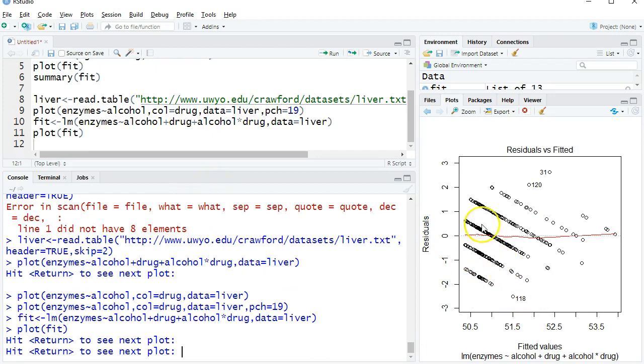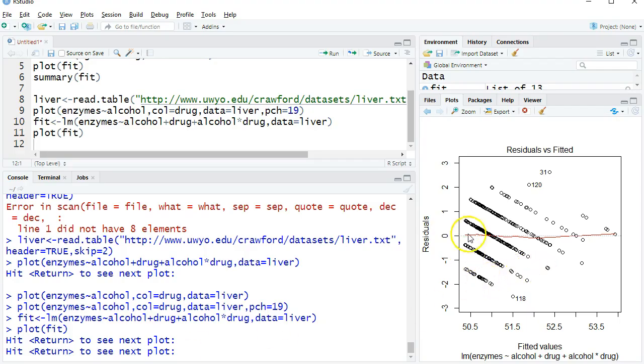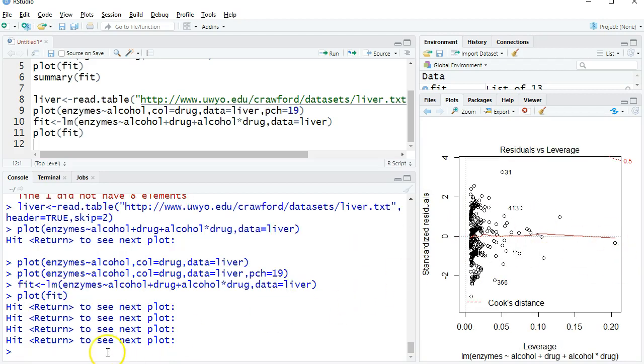And you'll notice there's streaking here. That's because the original data set had specific values for enzymes, 50, 51, 52. And so that's why we're seeing these kinds of discrete values in here. You can't have 50.5, which would have caused the dots to go here in the middle. So the streaking isn't a problem. That's part of the nature of the data. But do we see any overall patterns? Not so much. I think it's okay. No data points that are really weird.